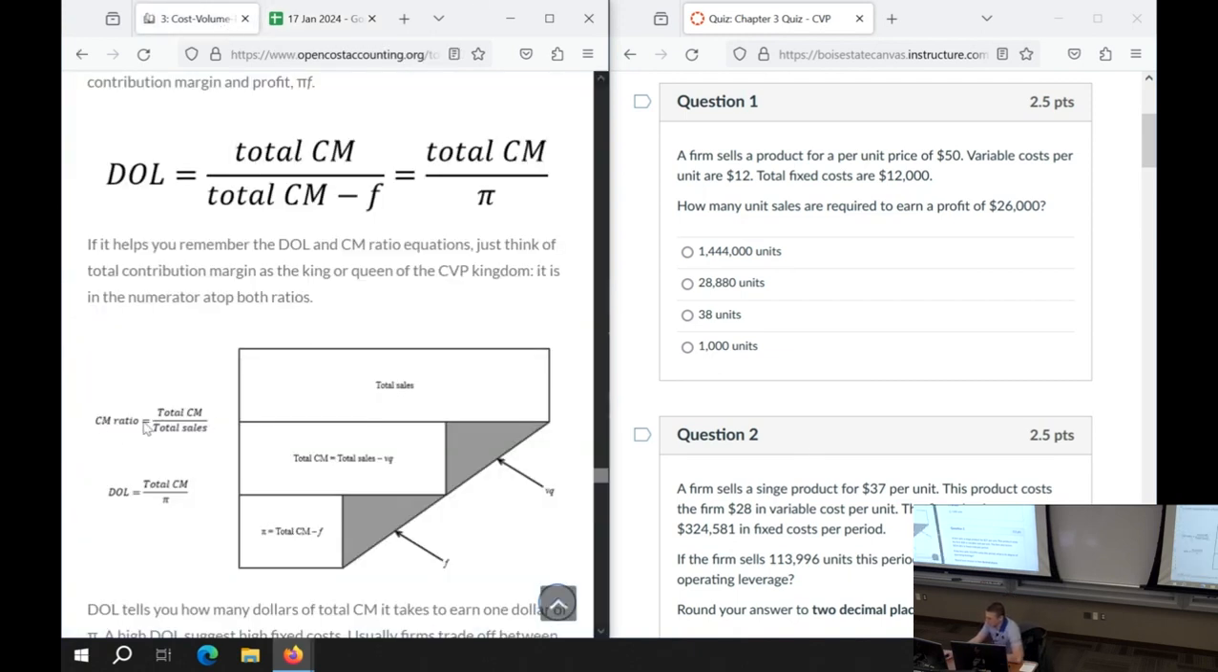All right, so we have CM ratio, which is total CM over total sales, or it's the same ratio whether it's unit CM over unit price. Sorry, unit CM over unit price. But the ratio is the same because total CM is just unit CM times the quantity you're selling, and total sales is just the price per unit times the quantity you're selling. So the Q's cancel out is the idea. So that's the CM ratio, and that expresses the relationship between this block right here and this block right here.